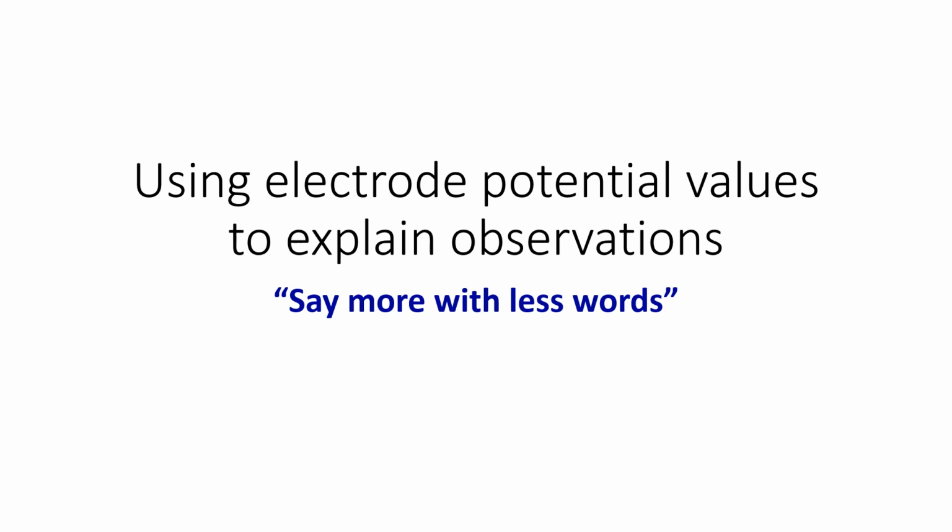Hello and welcome to this clip having a look at a classic long answer style question, common to OCR chemistry. It's using electron potential values to explain observations. So what I'm going to try to work on is how you can condense down what you write, saying more with fewer words.